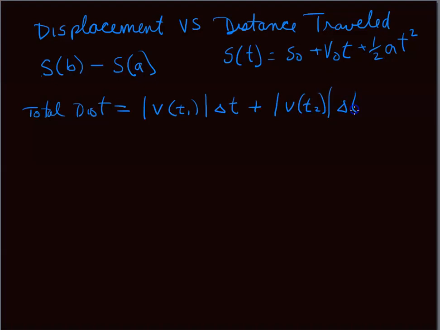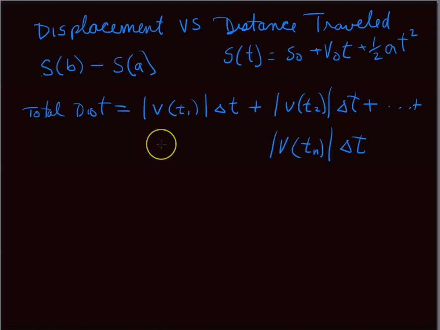times the delta t. And then you might have a t3 and a t4 and a t5, or you just go up to v of t sub n times delta t. So you could have a lot of adding these up. And it's just the velocity at that time times the time. The velocity is the rate, times this time, delta t.